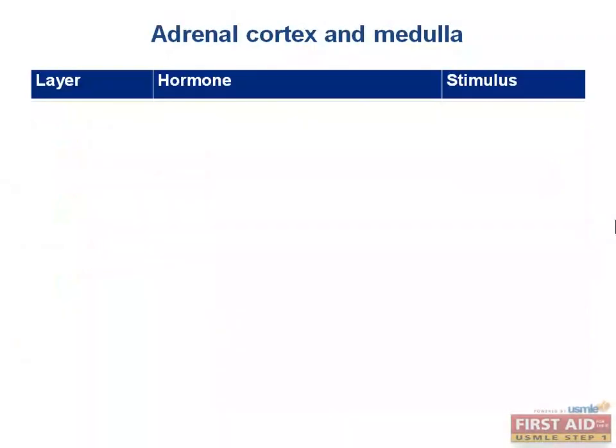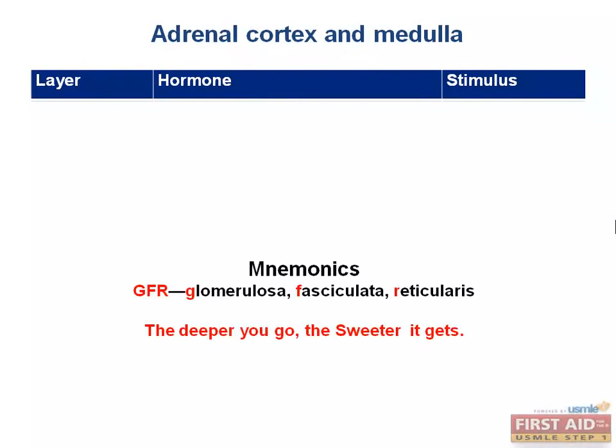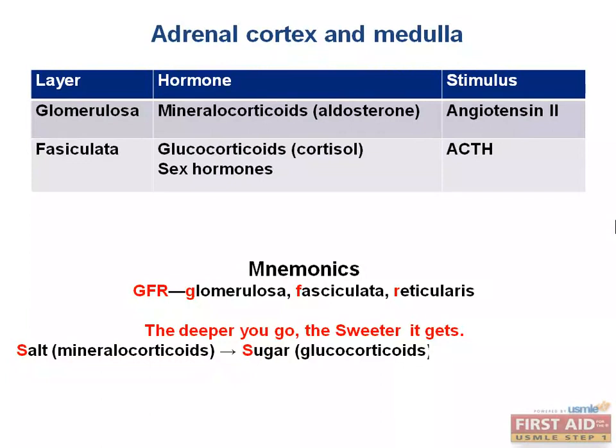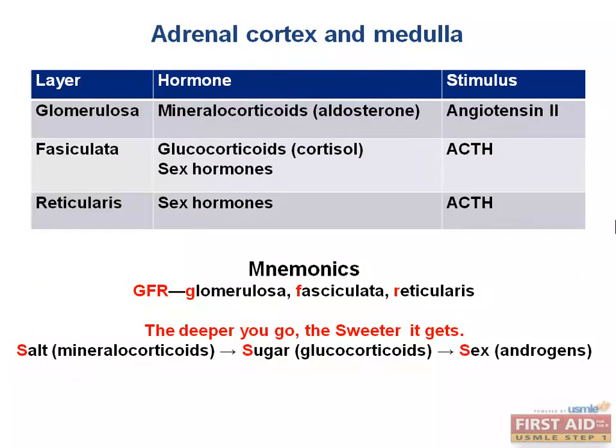A mnemonic which may help you remember these products is, the deeper you go, the sweeter it gets. This means that we start with salt or mineralocorticoids in the top layer of the zona glomerulosa, then go to sugar or glucocorticoids as you go down to the middle layer, and finally, sex hormones are produced in the deepest layer. This table lists the different layers, the hormones produced, and external stimuli for hormone synthesis. Remember that both cortisol and sex hormones are stimulated by ACTH.